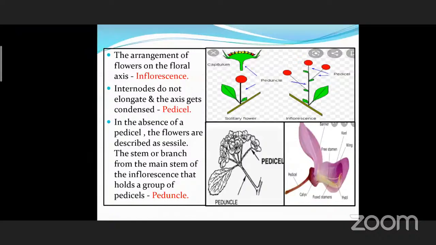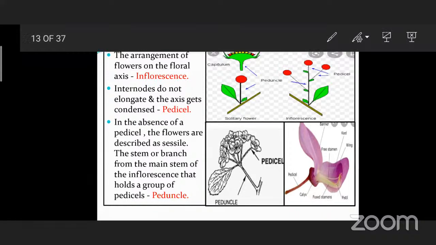Do you understand what a pedicel and a peduncle are? The pedicel is the stalk of the flower. Flowers with a stalk are pedicellate flowers, and without a stalk are called sessile flowers. In the case of a solitary flower, its stalk is termed the peduncle. Okay. Inflorescence is again divided into two types. First, racemose inflorescence, and second, cymose inflorescence.